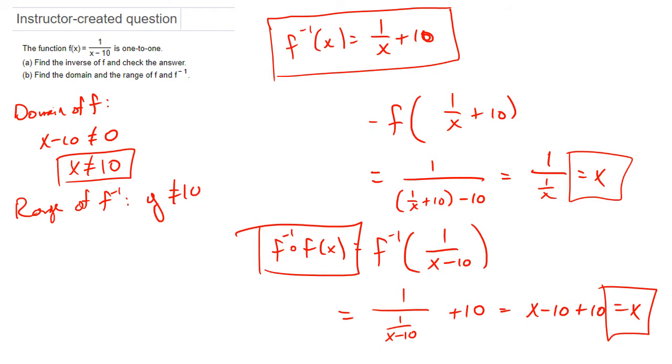Y can't be 10. Remember, in the range, we're talking about y values. So we've already done the work. It's everything other than 10. Okay, the domain of f inverse is pretty direct to find. Since f inverse has 1 over x and then you add 10, we just need that denominator to not be 0. And that means that the range of f is everything except for 0, but we would talk about the range of f in terms of its y values.